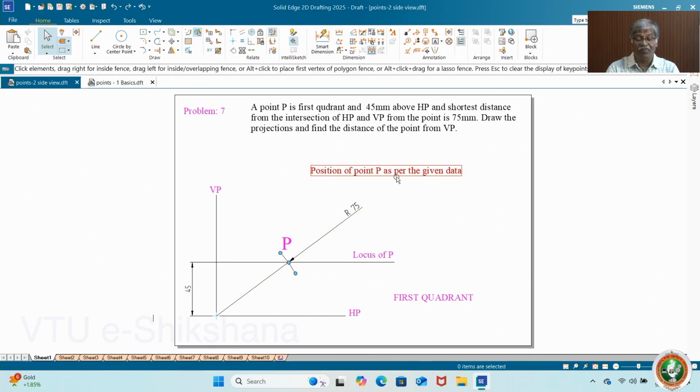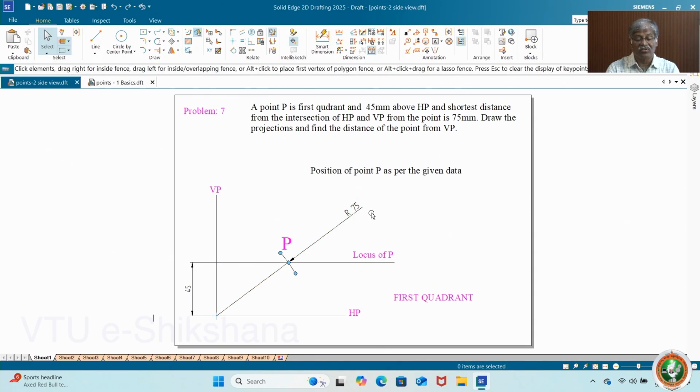This is the position of the point as per the given data. It is with respect to the first quadrant. This is the shortest distance. No other distance can be the shortest distance, because it is from the HP and VP intersection.